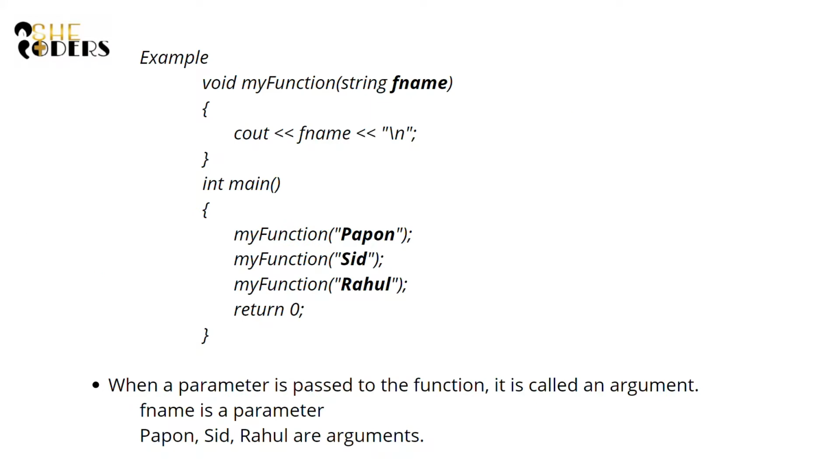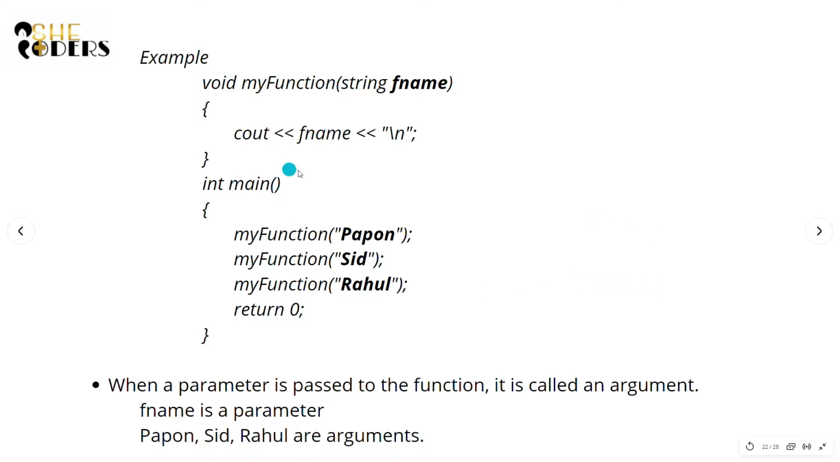In the example you can see my function is taking a string variable as the parameter. fname is the parameter here, and it just shows it, as you can see, cout fname with the new line character. So it will just show the fname value as the output. Here I have called my function inside the main function 3 times, and each time I have passed different parameters. So in the output you will see Papon in one line, Sid in another line, and Rahul in another line.